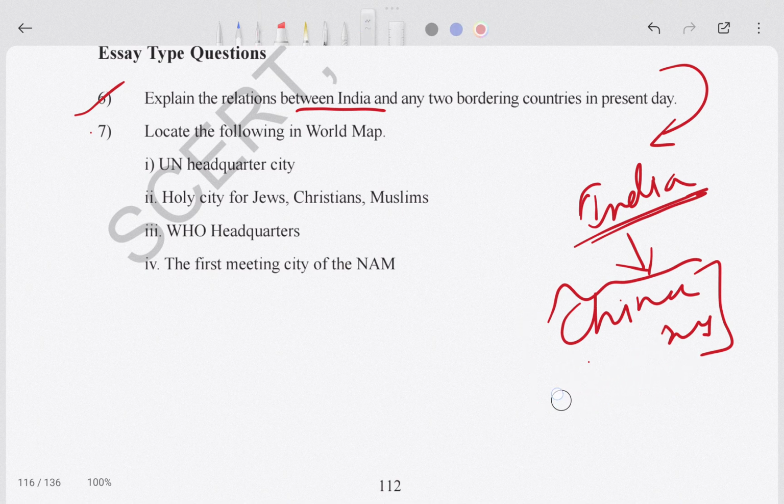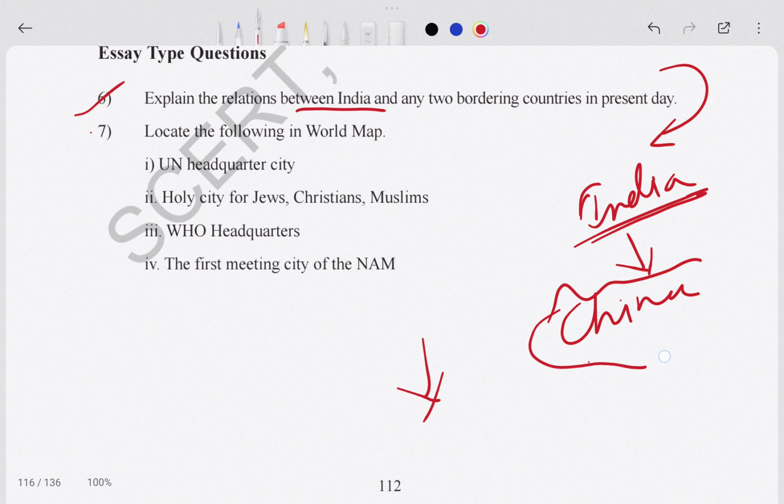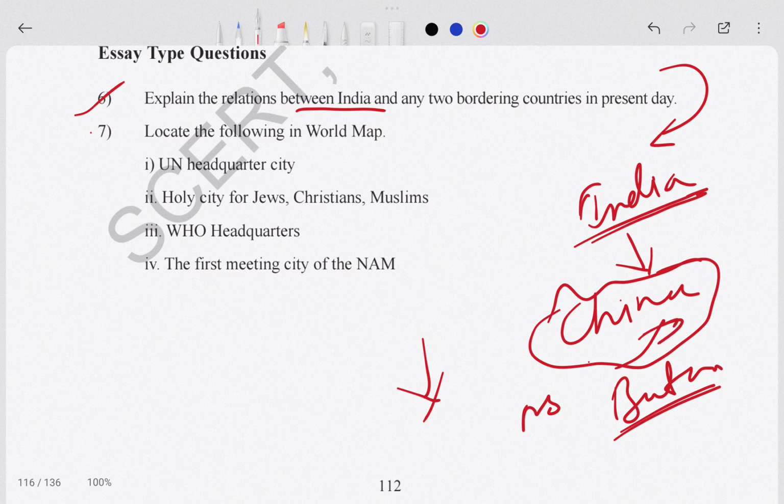If it is asking about bordering countries, Pakistan is not comparable, and we have one bordering country we can compare, that is China. Otherwise we can compare with Bhutan, which is best, and otherwise Myanmar. These are not more developed states than India. India is more developed than those states. But China is very forward compared to us. The seventh one is important because you have to locate this on the map.